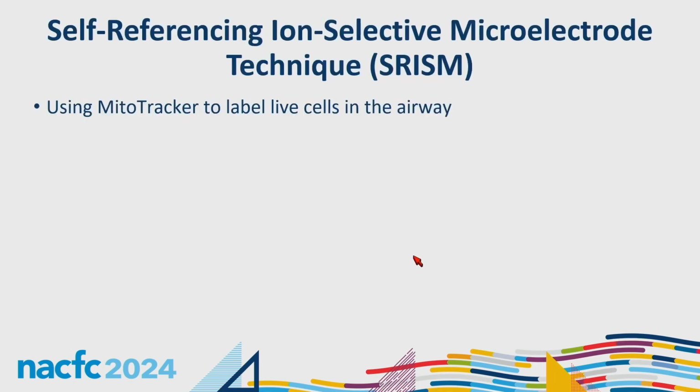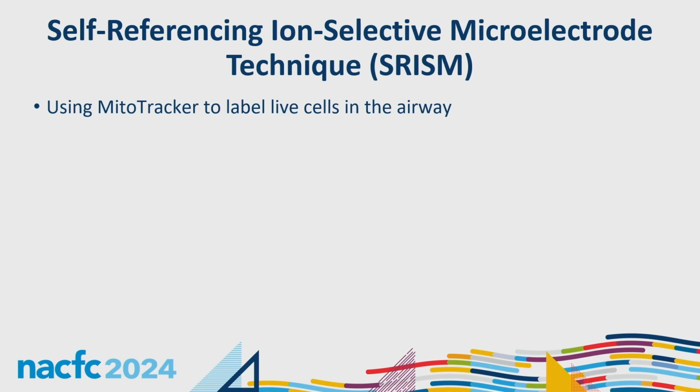So what we want to do afterwards is understand what their ion transport properties are. We use a technique that we adopted from our latest publication as well. It's called the self-referencing ion selective microelectrode technique. But the first challenge is to dissect these submucosal glands, dissect all the connective tissue that is covering everything there, and be able to label live ionocytes in live tissue so we can conduct our electrophysiology.